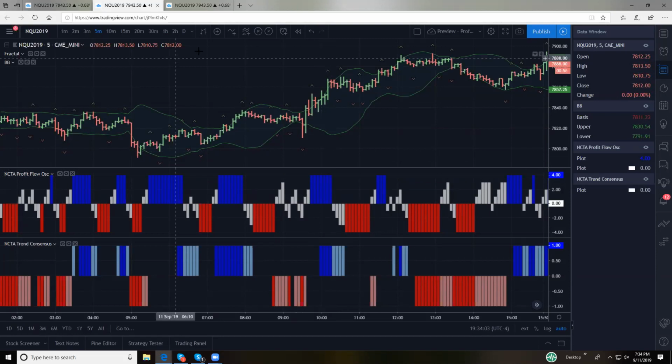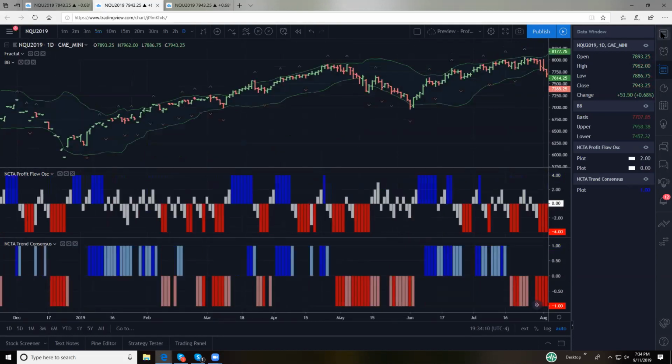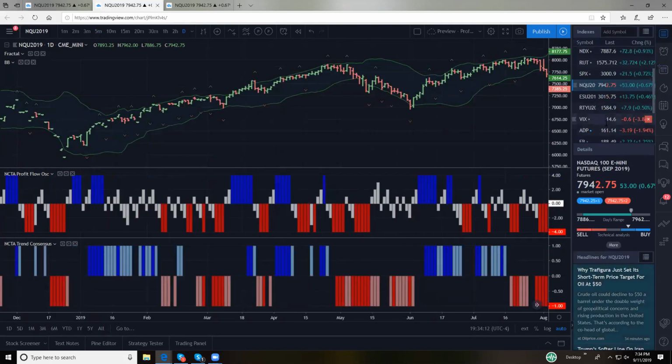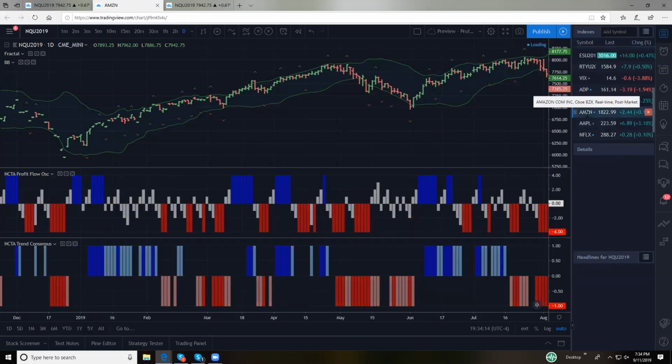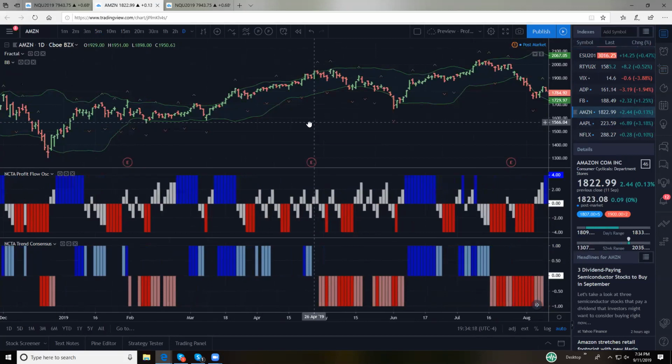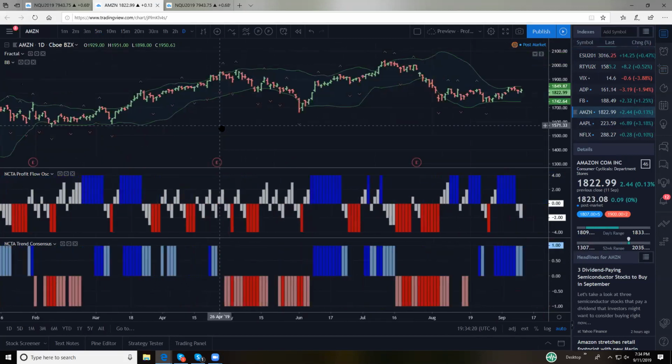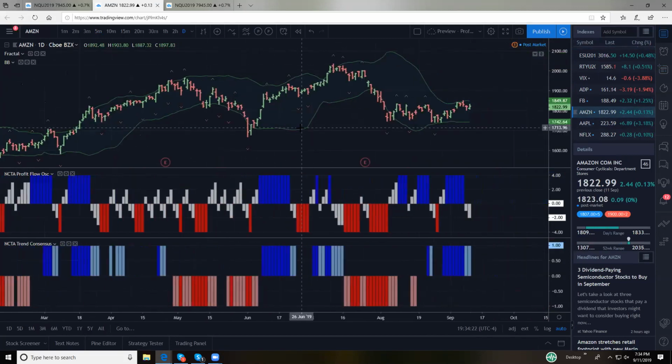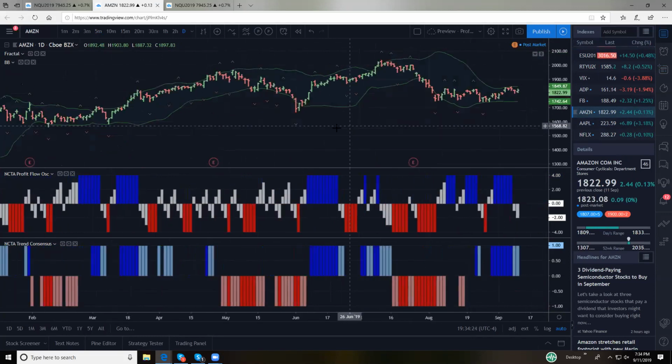All right, so I want to back out to a daily chart here, and I want to pull up a stock. Let's take a look at Amazon, for example. A lot of people trade Amazon, trade the FANG stocks. Let's just take a look at how these signals work. You see here, there's a whole series of days. Remember, now we're on a daily chart where there's no signal for you to take.